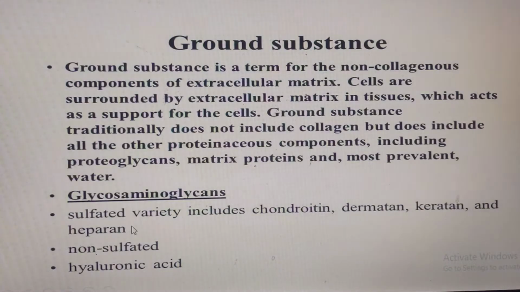Now, very important is that this ground substance we're talking about will arrange itself in several forms, such that it can perform a particular function for a particular connective tissue. So for instance, in the case of blood, it will be viscous, so to speak.